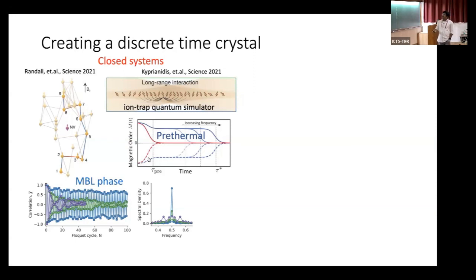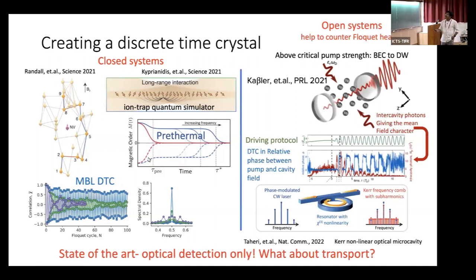But these are all stories in the closed system. The point is, in a closed system, if you continuously drive the system, you generate heat, and your system will eventually heat up to zero oscillation. To counter this, the pre-thermal and MBL time crystals have been proposed. One just hinders or delays the thermalization, and the other stops the energy from spreading across the system. Now, another aspect is the open system.